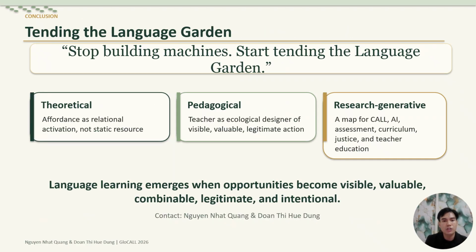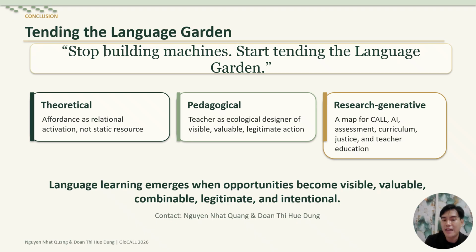So, in conclusion, affordance-based language education begins with a simple shift. Language learning is not delivery, it is ecological activation. A textbook, a task, a peer, a teacher, a comment, or an AI tool is not automatically an affordance. It becomes an affordance when learners can perceive it, value it, combine it with other resources, act within legitimate norms, and connect it to their intentional goals.